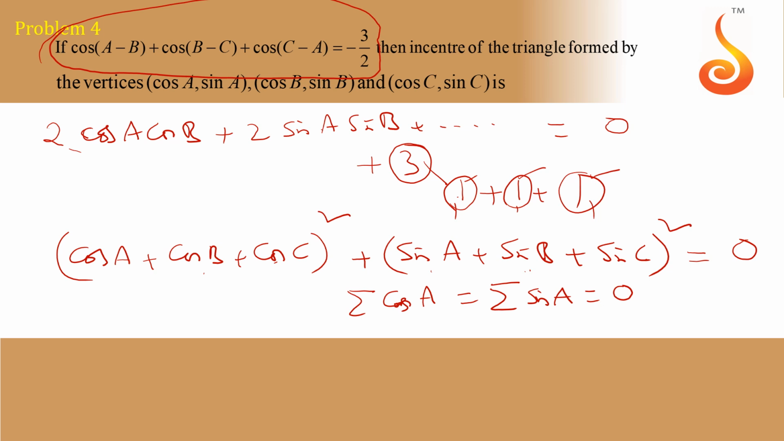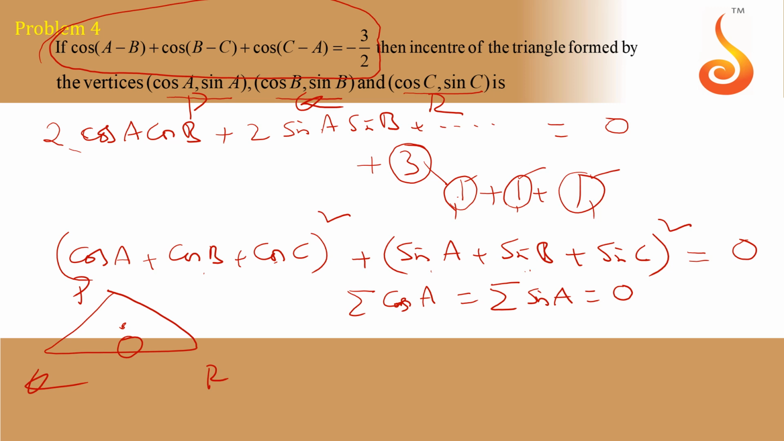Now let us come back to our question. What is the question? There is a triangle with these vertices cos a comma sin a, cos b comma sin b, cos c comma sin c. If you observe carefully, the three vertices are equidistant from origin. Suppose I name these P, Q, R, these are equidistant from origin because, by the distance formula, cos square plus sin square, each is equal to 1. So circumcenter of this triangle PQR will be origin.